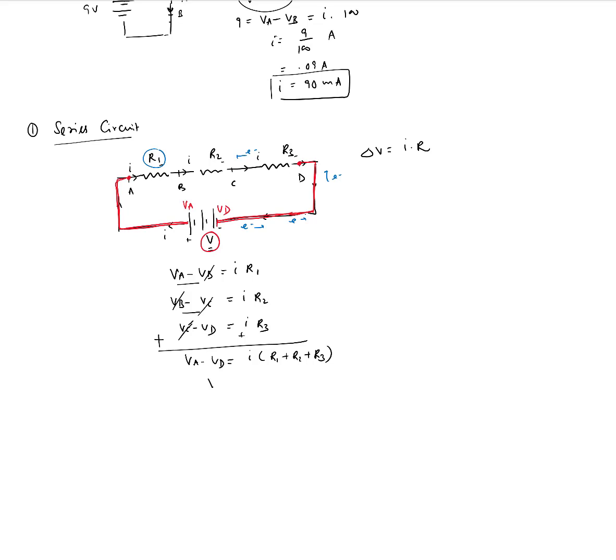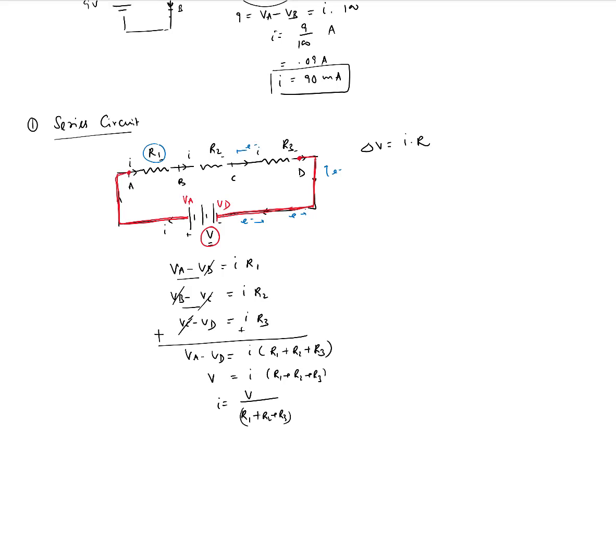So what we have here is nothing but the voltage of the battery equal to I times (R1 plus R2 plus R3). So we can compute what I would be from that. That would be V over (R1 plus R2 plus R3).